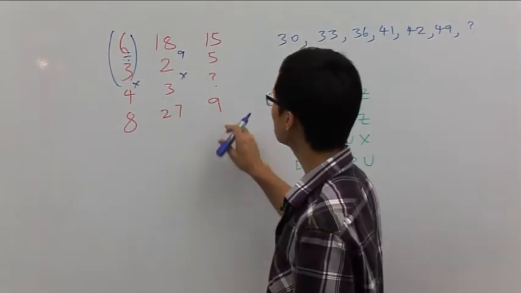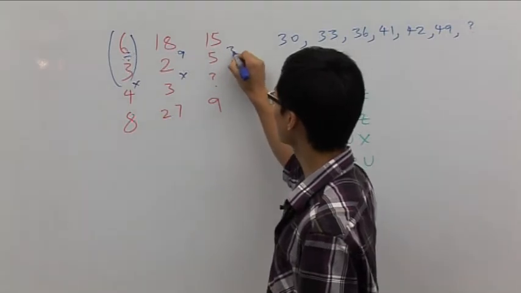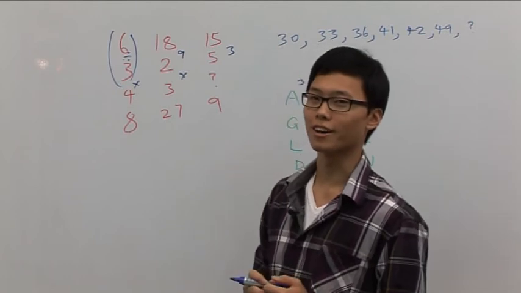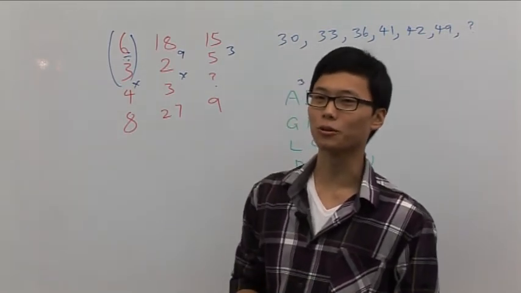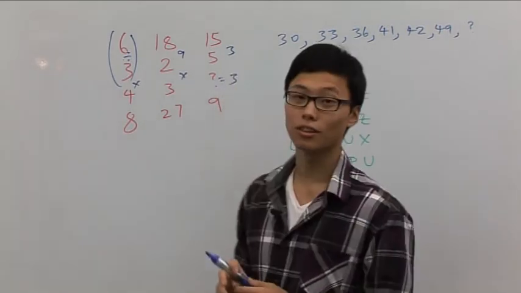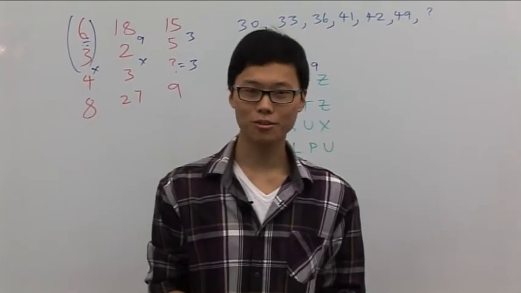So what do we need to do here? 15 divided by 5 is 3. And 3 times a certain number will get us 9. And as I'm sure you all know by now, that means the question mark needs to be the number 3. So for that reason, the answer to question 3 is 3, C.